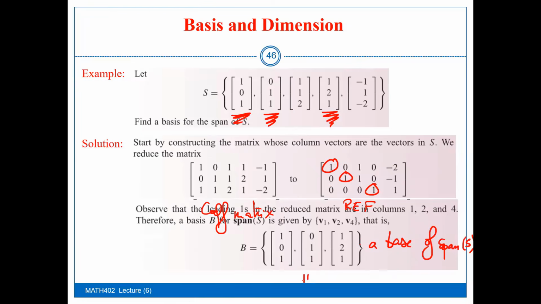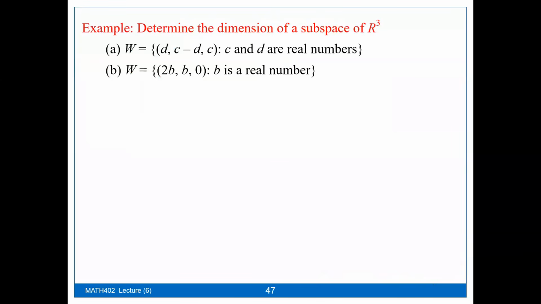And since here there are 3 vectors, it's also a base of R3 as well. Okay, so you take the first vector, the second vector, and the fourth vector of the list, and this is a base of the span of S, which is a subspace of R3. And here the dimension of the span of S is 3 because the base of the span of S contains 3 vectors. Determine the dimension of a subspace of R3. So this W is a subspace of R3.